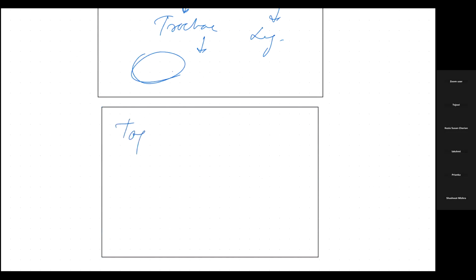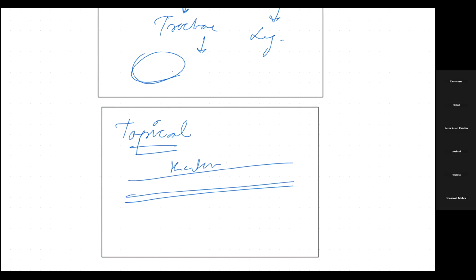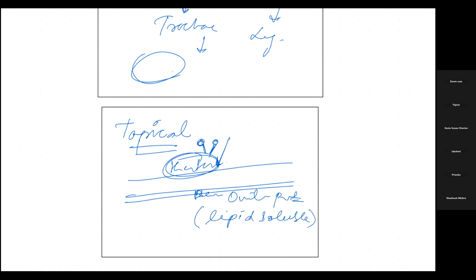The last one is topical administration. Our skin has keratin, which is basically a barrier and does not let the drug go through. But we also have a dermis which is quite permeable because it is lipid soluble, and the drugs we were talking about were mostly lipid soluble, so they will get easily absorbed. So we discussed absorption.